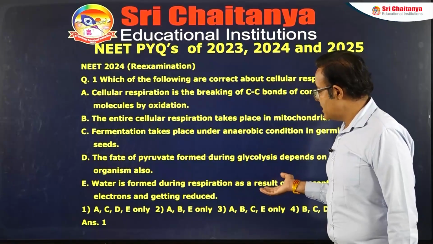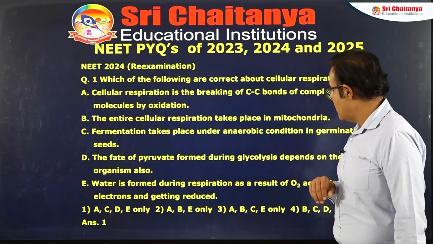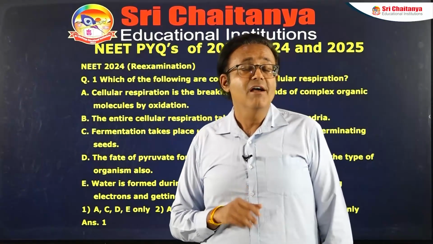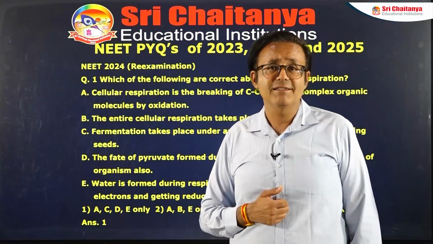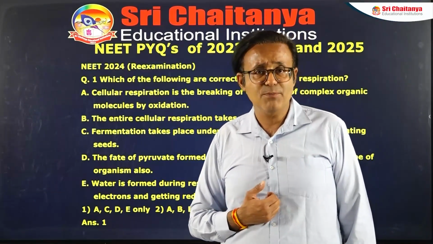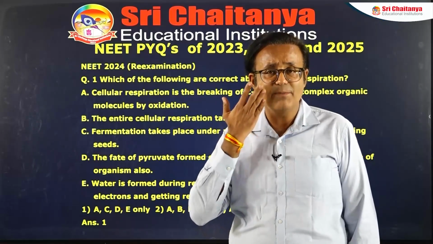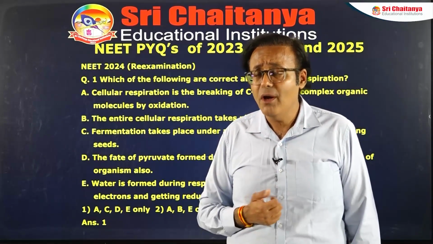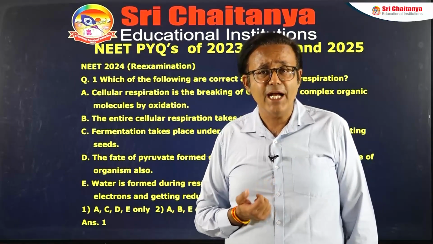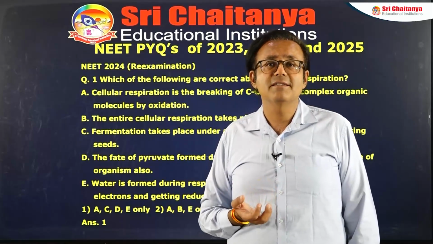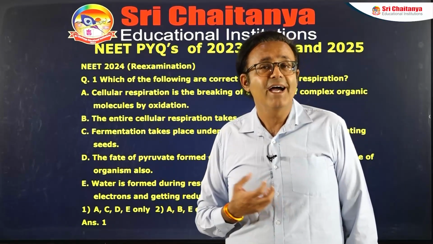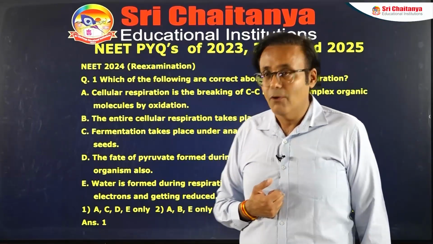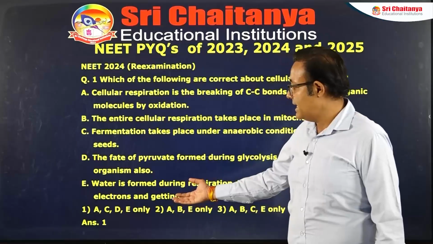Water is formed during respiration as a result of oxygen accepting electrons and getting reduced. It is also true. You know that water is an end product of ETS. Yes, and it's the end product of the respiration also, one of the products of the respiration, and we call it metabolic water also. And you know how water is produced as an end product of ETS. Oxygen is a terminal hydrogen acceptor, and it accepts the electrons and protons and gets reduced into a water molecule. Okay, so we have options A, C, D, E correct.